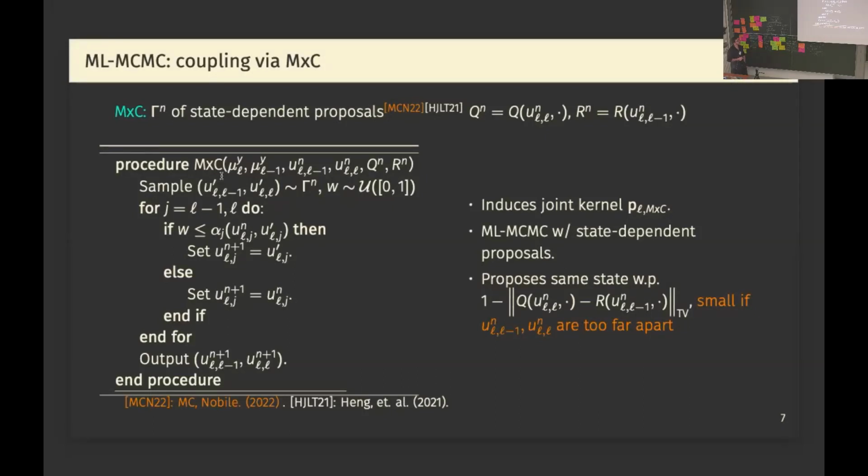Now, there's a drawback of this method, and it is that it proposes the same state with probability given by this, so 1 minus the TV distance. And this term here can become small if both chains are too far apart. And again, why do we want them to propose the same state? Well, because if you propose the same state to both chains and it gets accepted, then the chains get synchronized, and then these terms start becoming smaller and smaller.